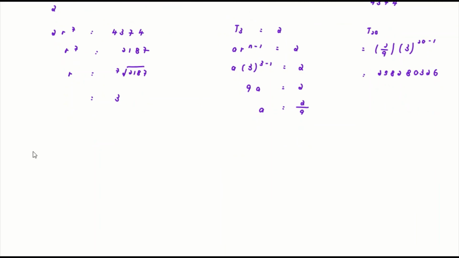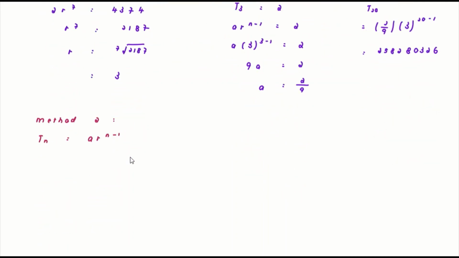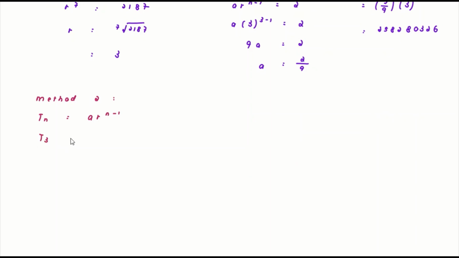So this is method 2. The same thing, but how we are going to do it is that we already know Tn will be equal to ar^(n-1), right? The first information gives us that the third term is 2, so T3 gives us 2. When we substitute, a we don't know, r we don't know, but n minus 1 is 3 minus 1. So T3 is a r^(3-1) equals 2. I get my first equation: ar^2 equals 2.